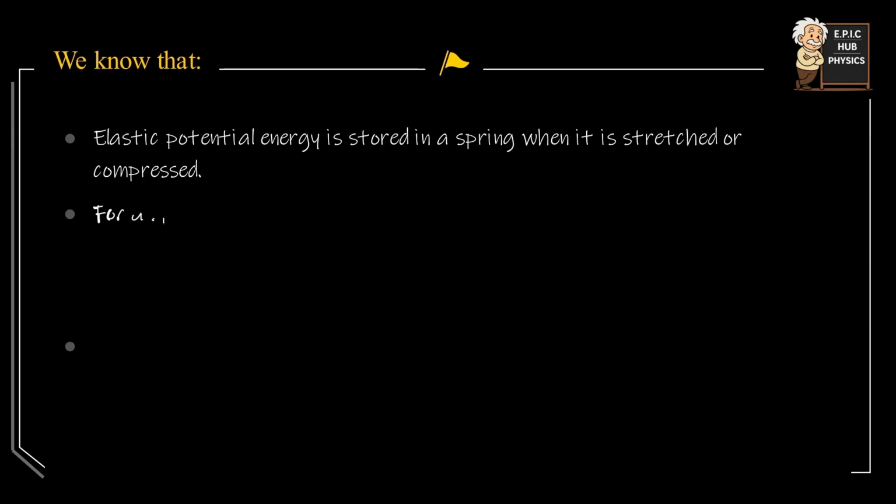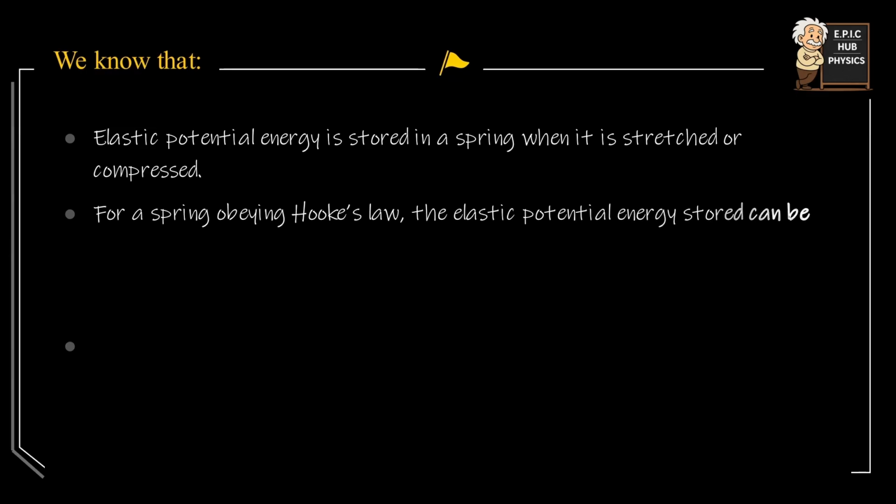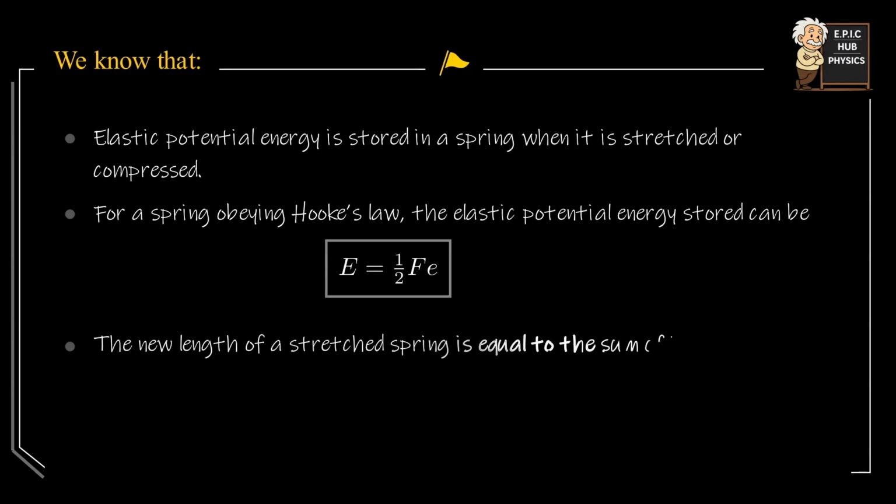We also know that for a spring obeying Hooke's law, the elastic potential energy stored can be written in terms of the applied force and the extension as E equals 1/2 Fe, where F is the applied force and e is the extension of the spring. Finally, we know that the new length of a stretched spring equals its original length plus the extension. These are the ideas we will be needing. Now, let's put them to work.